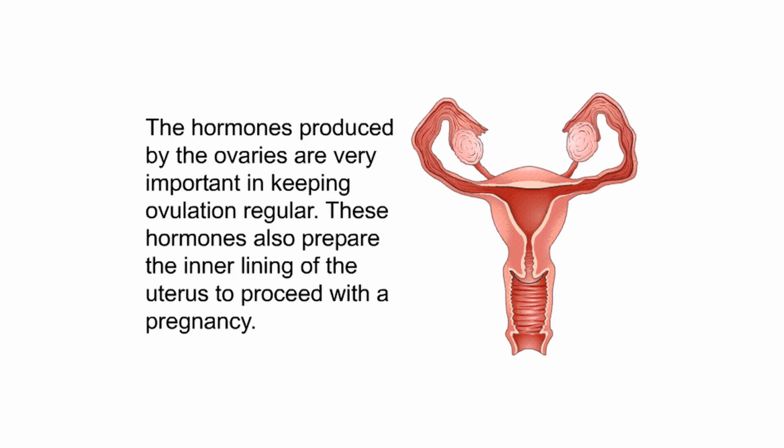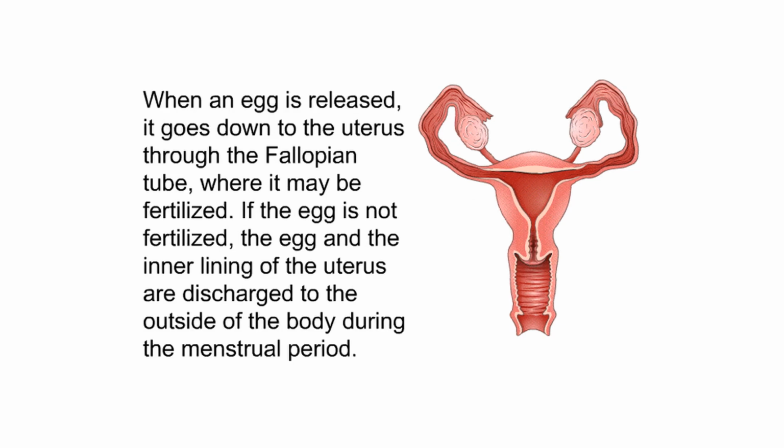The hormones produced by the ovaries are very important in keeping ovulation regular. These hormones also prepare the inner lining of the uterus to proceed with a pregnancy. When an egg is released, it goes down to the uterus through the fallopian tube, where it may be fertilized. If the egg is not fertilized, the egg and the inner lining of the uterus are discharged to the outside of the body during the menstrual period.